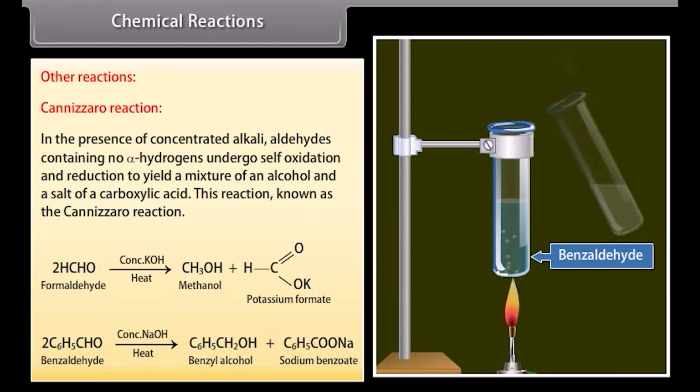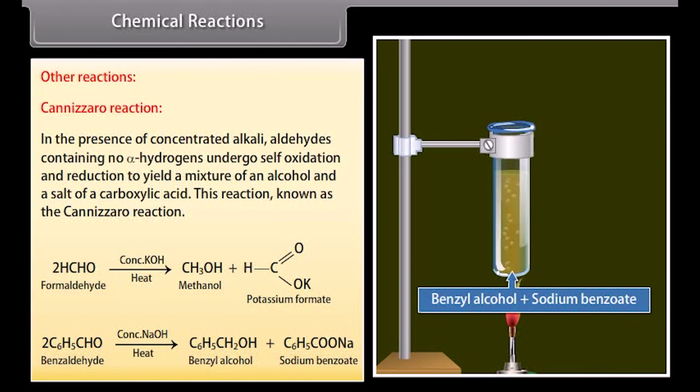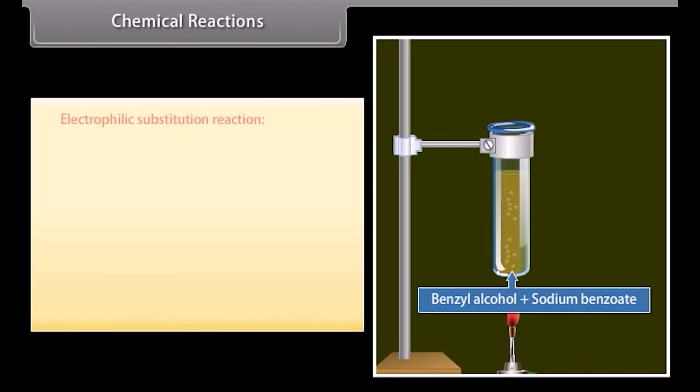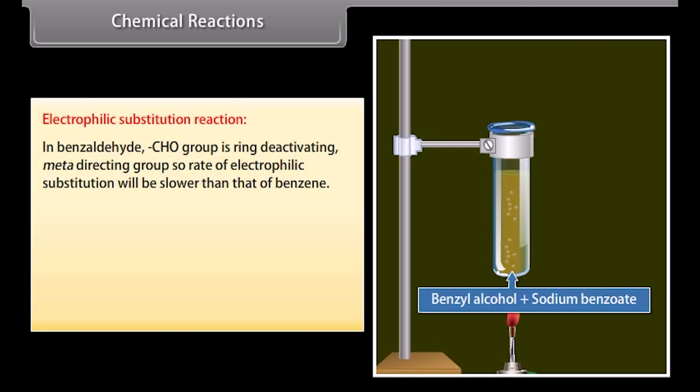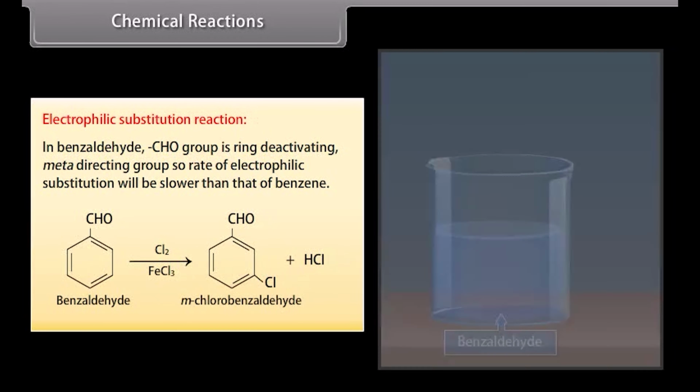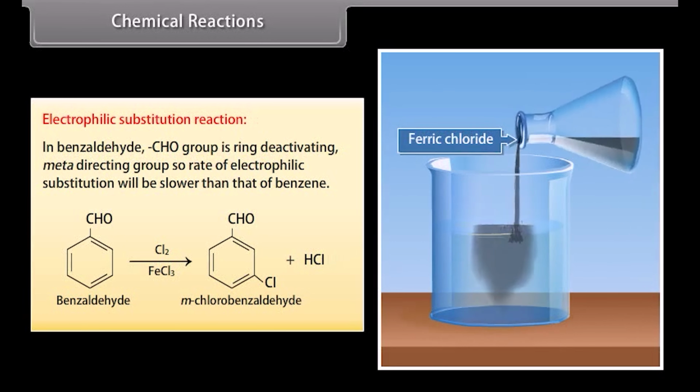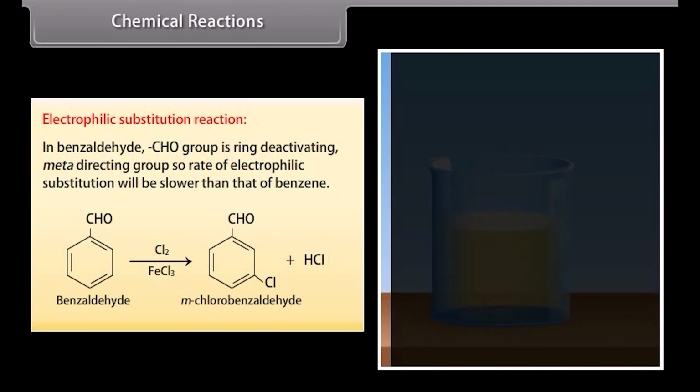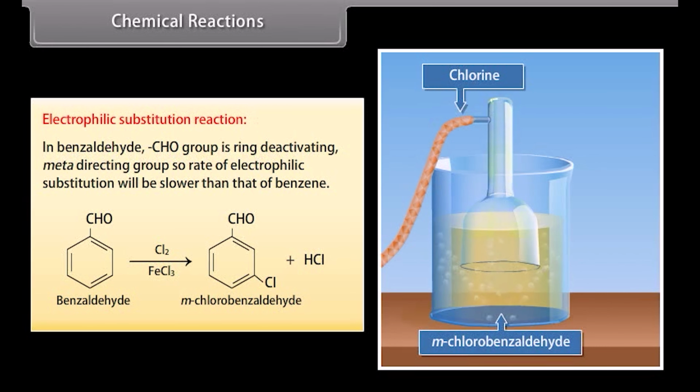Benzaldehyde reacts with concentrated sodium hydroxide to form benzyl alcohol and sodium benzoate. Electrophilic substitution reaction. In benzaldehyde, the aldehydic group is a ring deactivating, meta-directing group, so the rate of electrophilic substitution will be slower than that of benzene. Benzaldehyde reacts with chlorine and ferric chloride solution and it forms meta-chlorobenzaldehyde and hydrochloric acid.